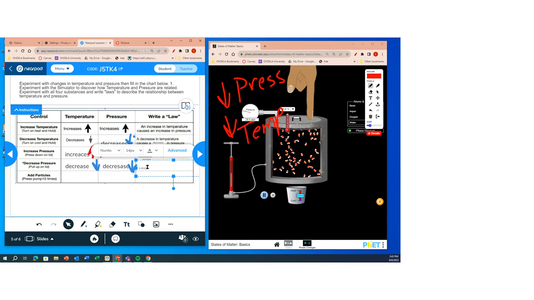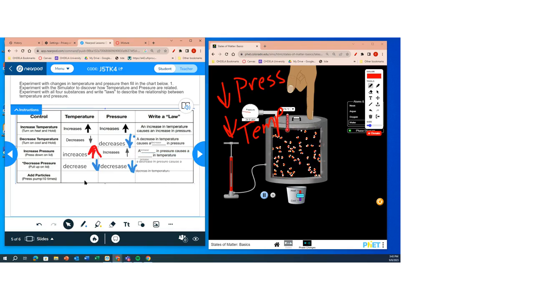Decrease in pressure causes a decrease in temperature. Okay, let me get this, enter, and let's get this in a little bit bigger here. All right, so let's go 18. There we go. Decrease in pressure causes a decrease. I didn't spell causes right.